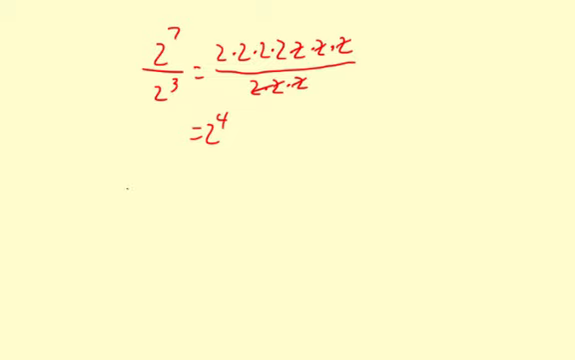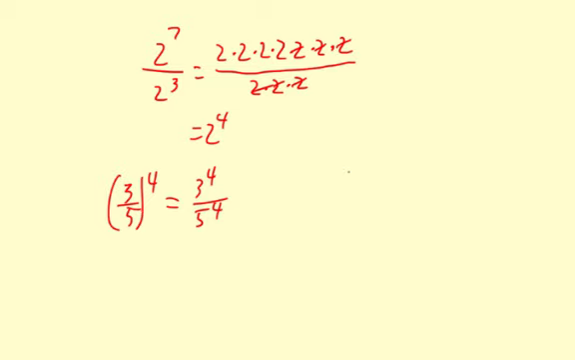Another property, let's say you have 3 over 5, and that's to the 4th power. That's the same thing as 3 to the 4th divided by 5 to the 4th power. So it's like you can distribute the exponent. That's the power of a quotient property.